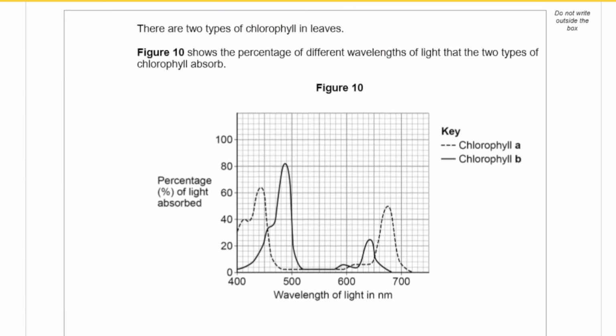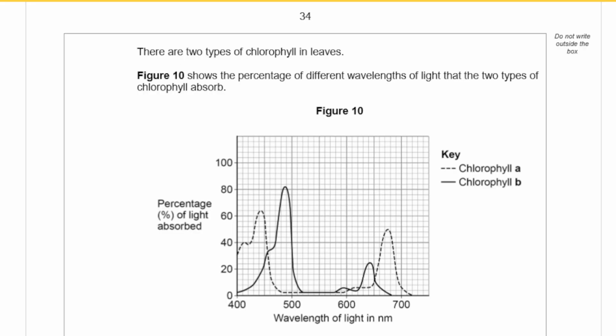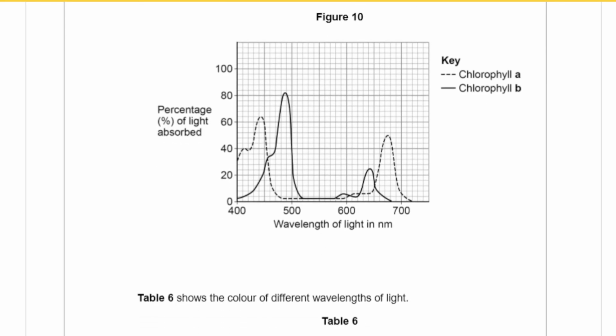Right, let's have a look at the next part. There are two types of chlorophyll in leaves. Figure 10 shows the percentage of different wavelengths of light that the two types of chlorophyll absorb. So the percentage of light absorbed is peaking at this point. The dotted line is chlorophyll A. So that's A, and this is B.